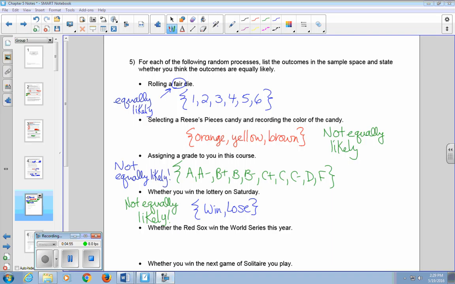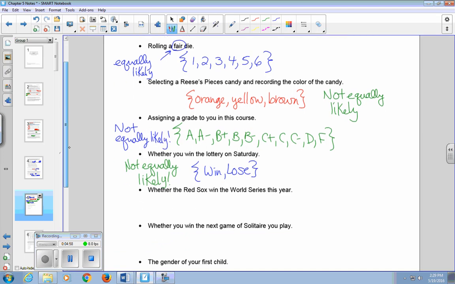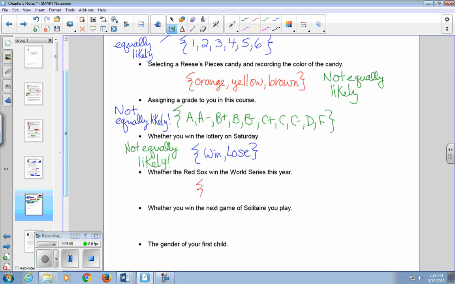And whether the Red Sox win the World Series this year, we have the same sample space as above. They either win or they lose. And these, I think we would agree, are probably not equally likely either. There are two teams and that's it. We might decide that that's equally likely, but then we'd have to take into account their skill sets as well. Whether you win the next game of solitaire you play, we've got the same sample space as above. And unfortunately, this one is not equally likely either.